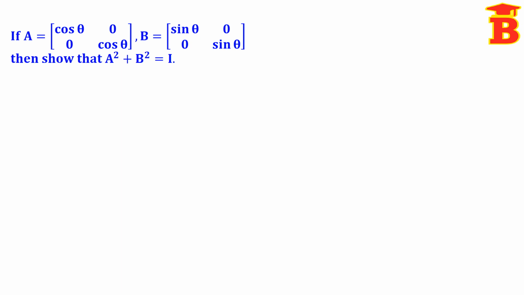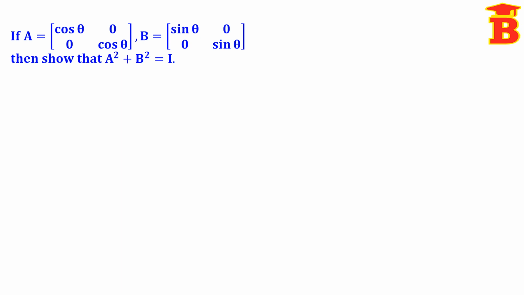Similarly, next problem: A matrix and B matrix are given, we have to show that A square plus B square equals I. A square means A matrix into A matrix, because we cannot directly square a matrix. It is a product only. Similarly, B square means B matrix into B matrix. And on the right hand side, I means the identity matrix, that is 1, 0, 0, 1.